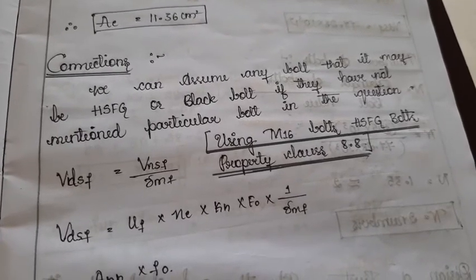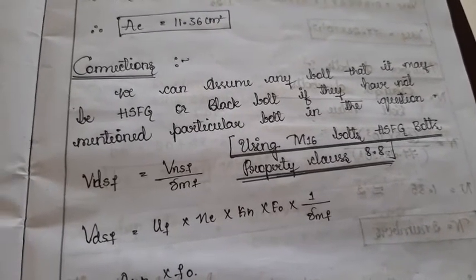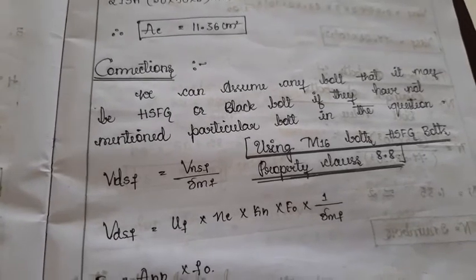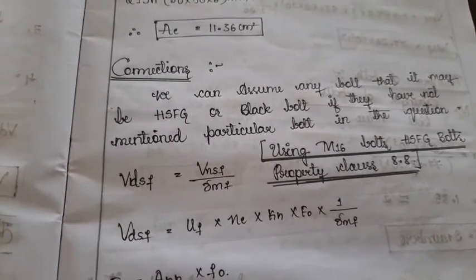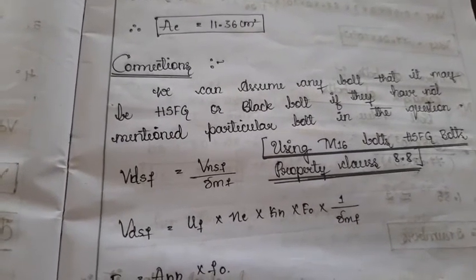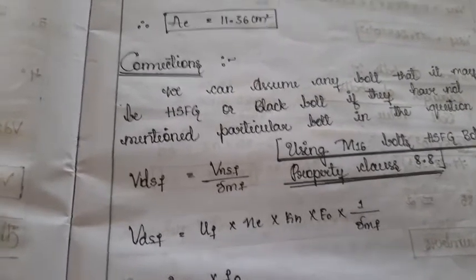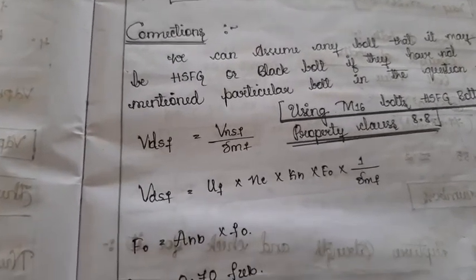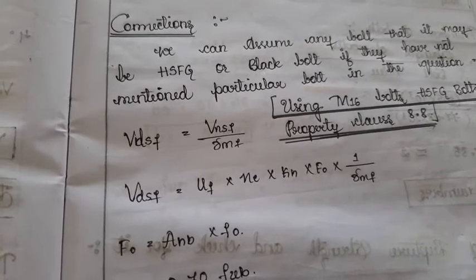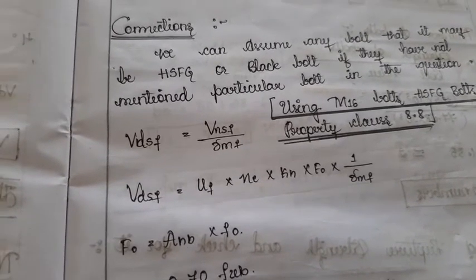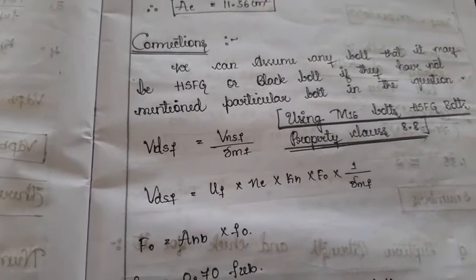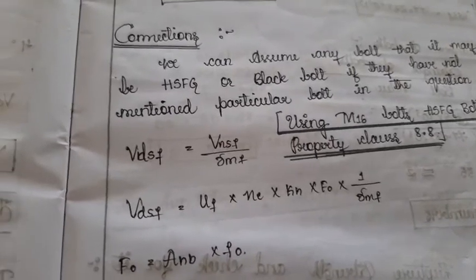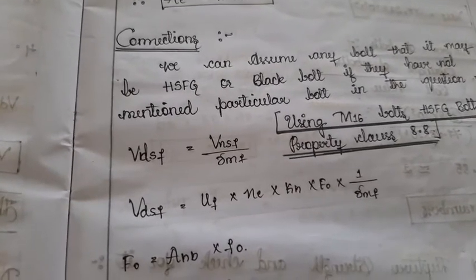Using M16 bolts, HSFG bolt, property class is 8.8. Remember that. So in case the property class is greater than 8, something like that, that is your HSFG bolt only. Okay, coming to this formula, VDSF formula is mu f Ne Kh F naught into gamma mf. VNSF is only mu f Ne Kh F naught, and gamma mf is already there in the formula.